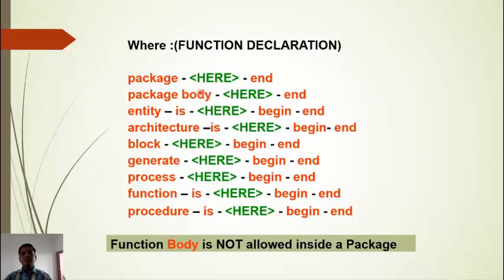Where is the function declaration? It is in a package, then end. Package body here, end. Entity is here, begin and then end. Architecture is here, begin, end. Block here, begin, end. Generate here, begin, end. Process here, begin, end. Function is here, begin and then end. Procedure is here, begin, end.